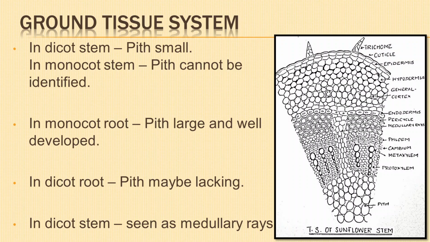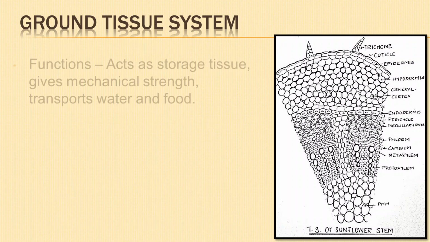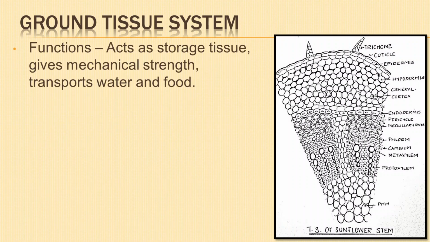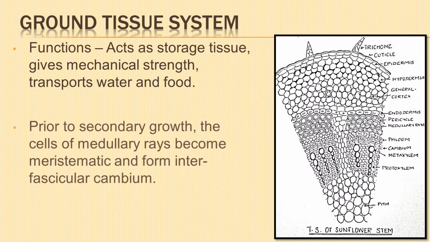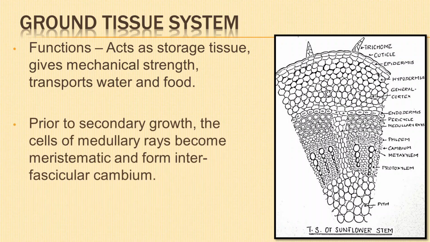They are known as pith rays or medullary rays. These rays serve as storage tissue. Pith cells, which are sclerenchymatous, give mechanical strength to the plant. Medullary rays transport food and water. Prior to secondary growth, the cells of medullary rays become meristematic and give rise to interfascicular cambium.